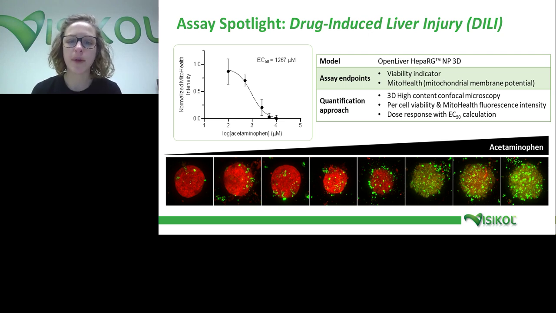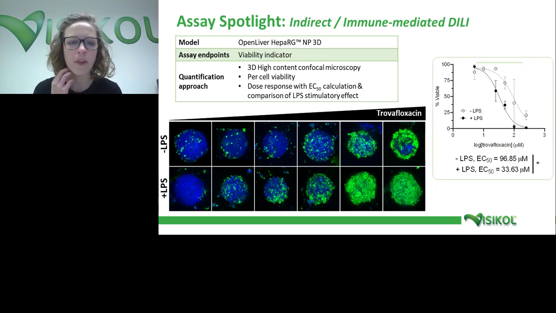In this case, we used a mitochondrial membrane potential indicator because it's supposed that if a drug is cholestatic in its mechanism of drug-induced liver injury, you get accumulation of bile acid that can cause damage to the mitochondria. Here we do see some of that effect with the dosing of acetaminophen, such that we see a loss of mitochondrial membrane potential with increasing dose of acetaminophen.